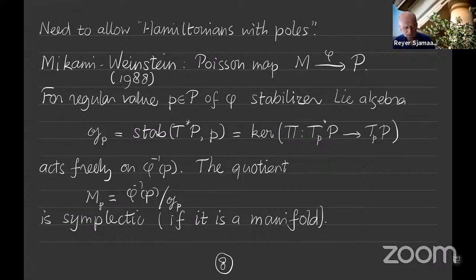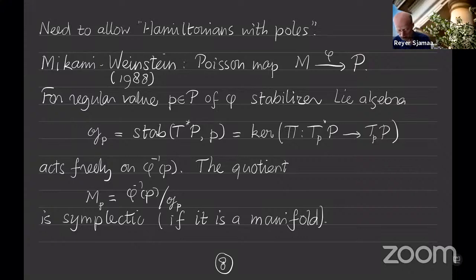So what I'm trying to get at is that we need reduction, not only with values for a map in the dual of the Lie algebra, but a setting studied by Mikami and Weinstein, where you have some arbitrary Poisson map from your symplectic manifold to some arbitrary Poisson manifold. And then, as they noticed, reduction works very much in the same way.